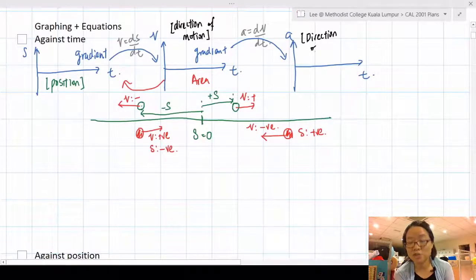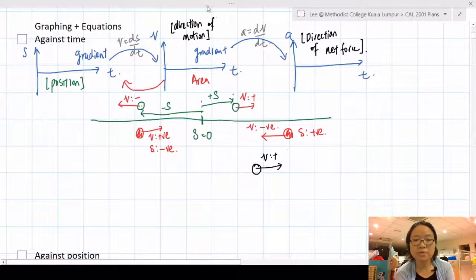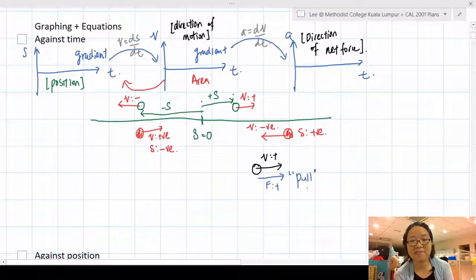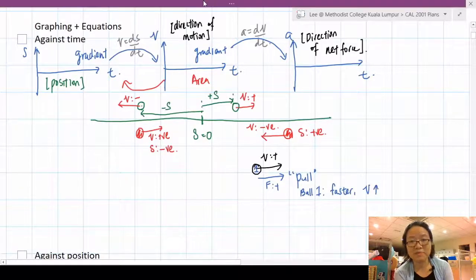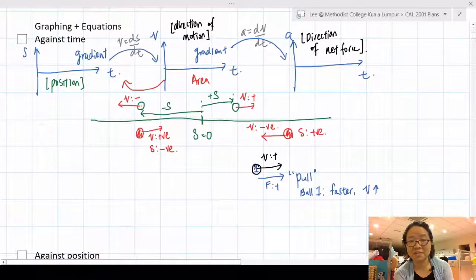Okay, and acceleration. The best way to visualize acceleration is think about it as the direction of net force, because F equals ma. So let's consider a ball moving to the right. The V is positive, and I pull towards the right. The F is positive. So because the F is towards the right, you will also accelerate towards the right. So I can probably safely assume that ball 1 is moving faster, V increases.